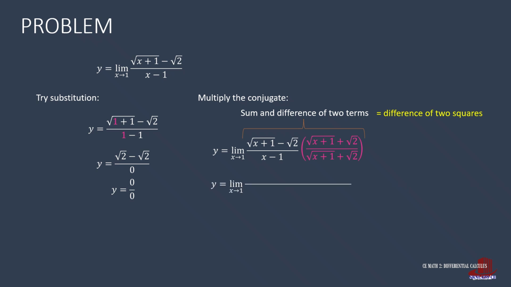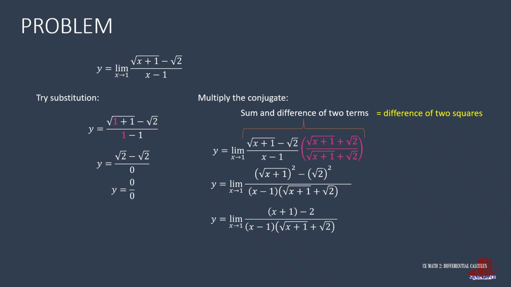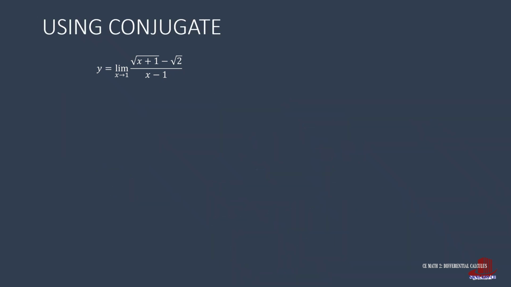The numerator then turns into the square of the first term, which is the root of x plus 1, minus the square of the second term, which is the root of 2. The denominator is also the product of the terms. Now simplify the numerator and get x plus 1 minus 2, and this is then simplified further into x minus 1. At this point, the numerator cancels completely with part of the denominator. The function then is transformed into 1 upon the root of x plus 1 plus the root of 2.